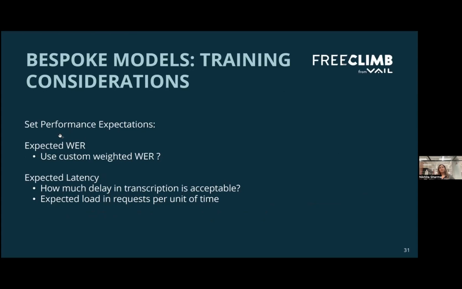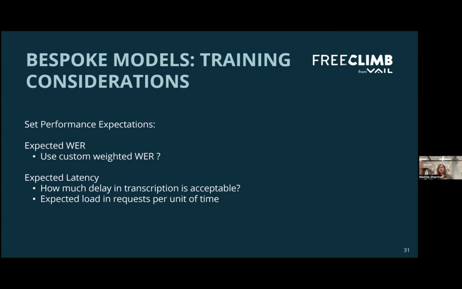Next, you should also think about setting some performance expectations. Because you should have something to compare your model against, you should discuss things like, what is the expected word error rate, and how should the model even be evaluated? Like I mentioned, word error rate does have some caveats. So should you use a custom weighted word error rate formula where you put more emphasis on keywords and so on? So you have to figure out an evaluation strategy.